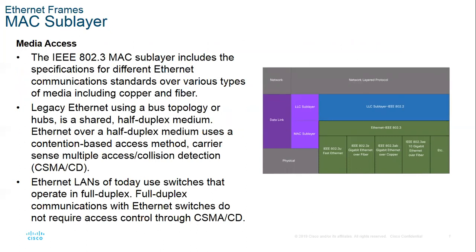Also, the MAC layer aims to control the media access, or access to the media, independent of the type of media, whether it is wireless, copper wire, or fiber optic.